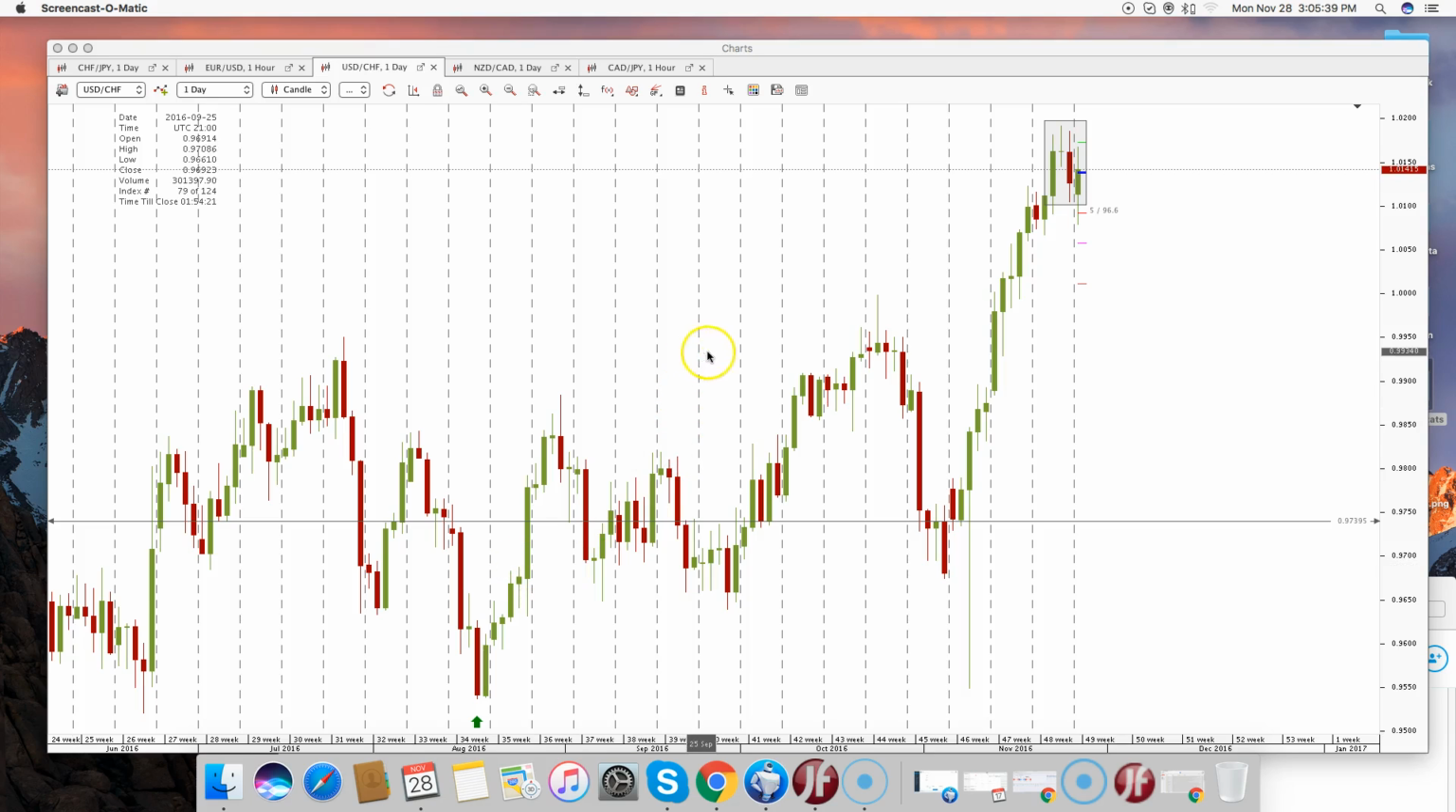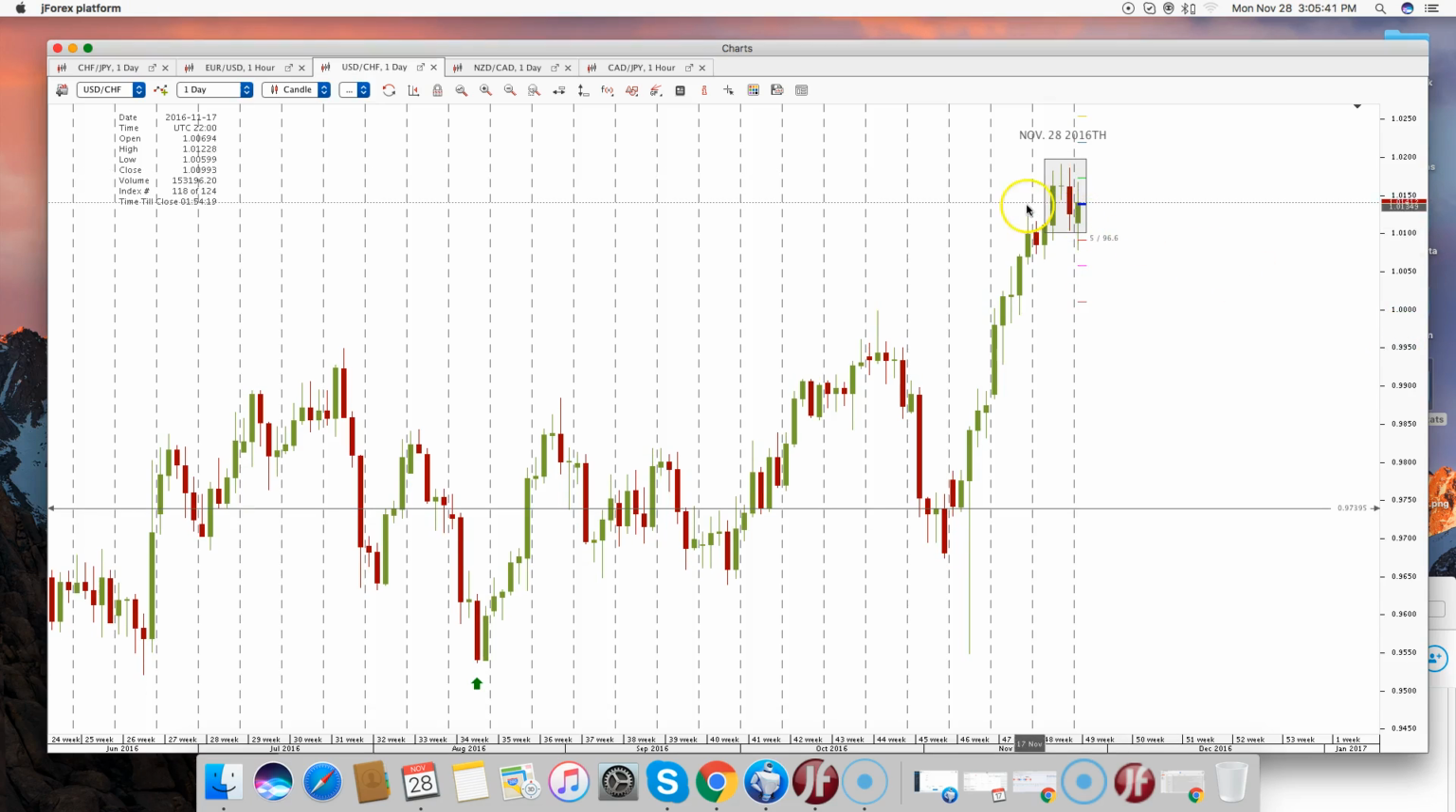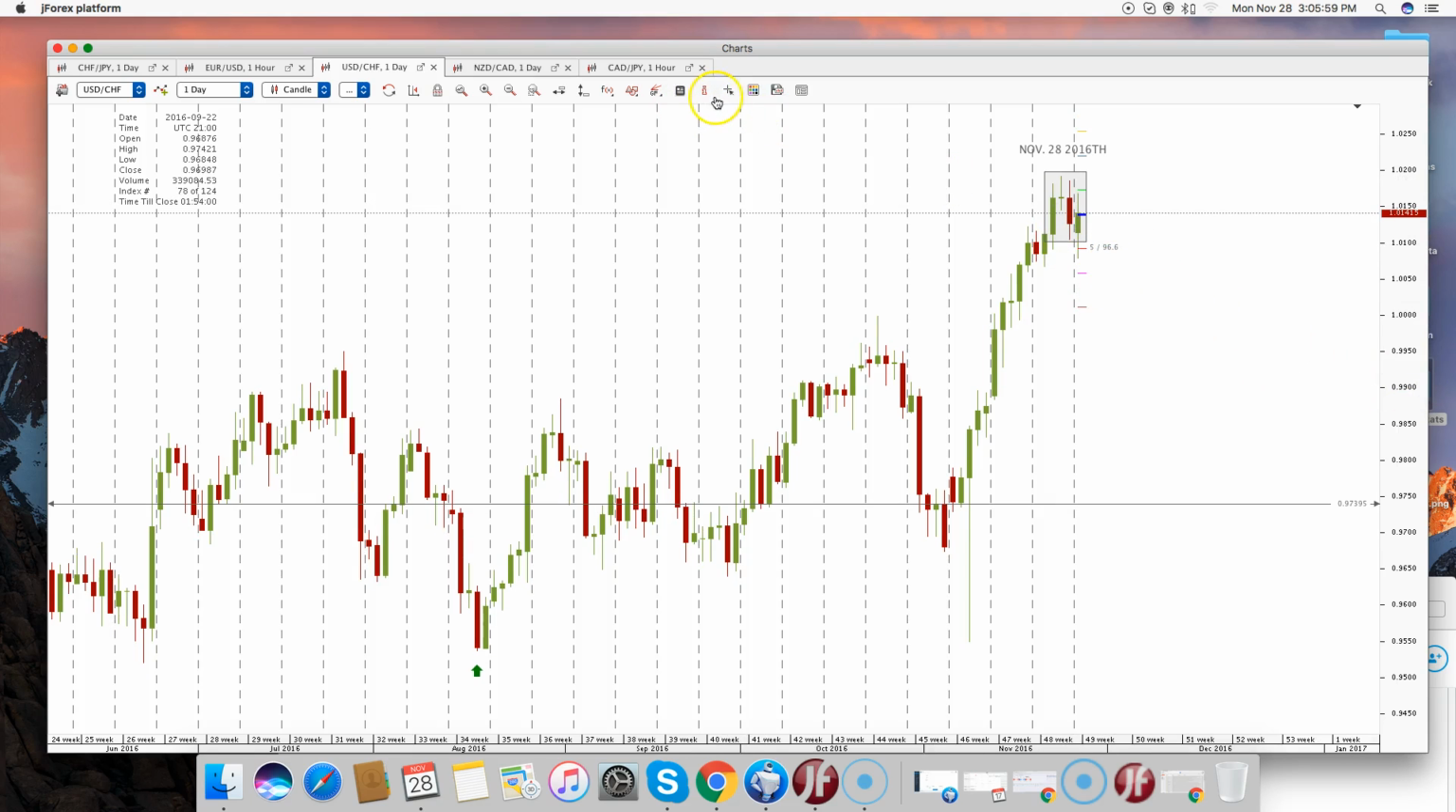So here's the first setup. We have this evening star on the 28th of November, which is today, and there's the pullback. It retraced, and now it's starting to pull back, and hopefully this will continue throughout the entire month of December. And that's what I'm looking for.